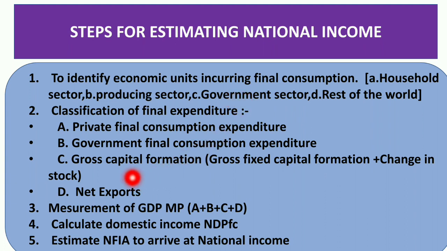The third component is gross capital formation, that includes all the investment expenditure that is done by these 3 sectors, that is the household sector, producing sector, and the government sector. And after that we have net exports, that is the expenditure done by the rest of the world. Net exports is simply exports minus imports. When we add all these 4 components together, then we reach gross domestic product at market price.